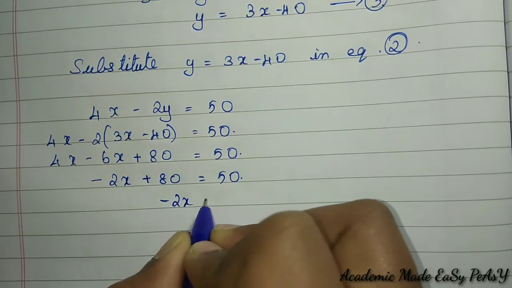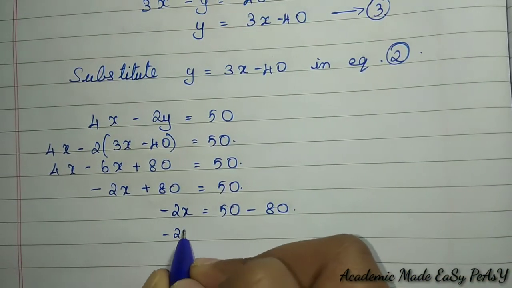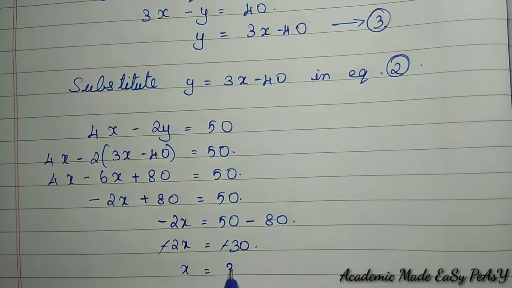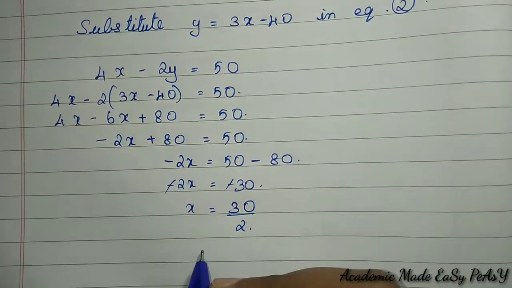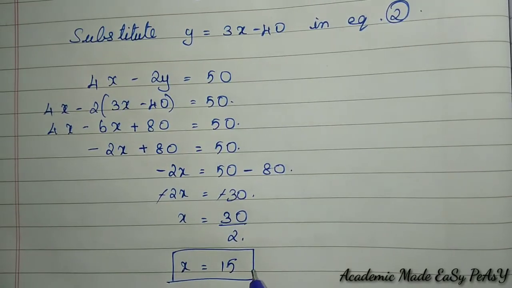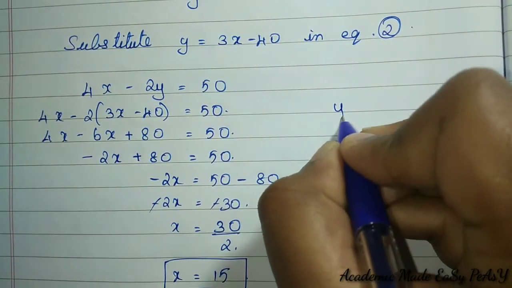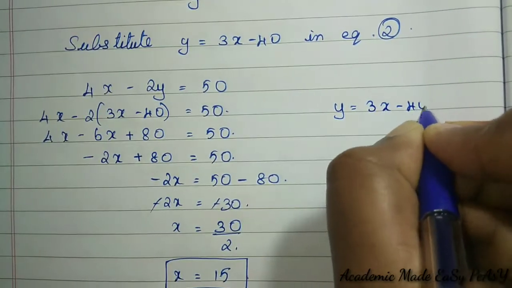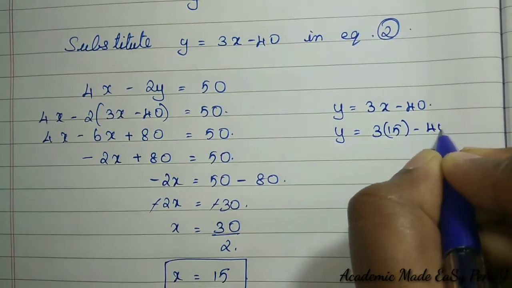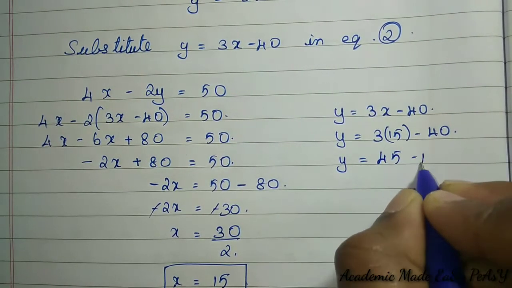So minus 2x is equal to 50 minus 80. So minus 2x is equal to minus 30. So x is equal to, minus and minus will get cancelled, 30 by 2. So x is equal to 15. So now I will be substituting the value of x in equation 3. So I will have y is equal to 3x minus 40. So y is equal to 3 into 15 minus 40. y is equal to 3 into 15, it is 45, minus 40.